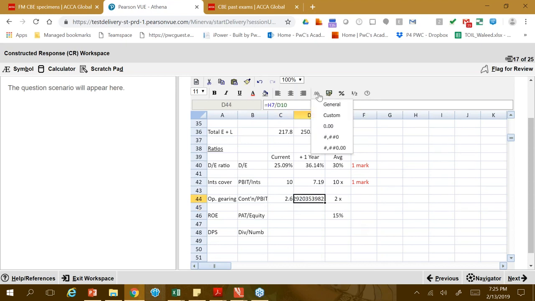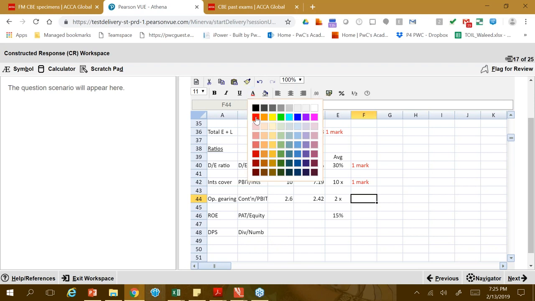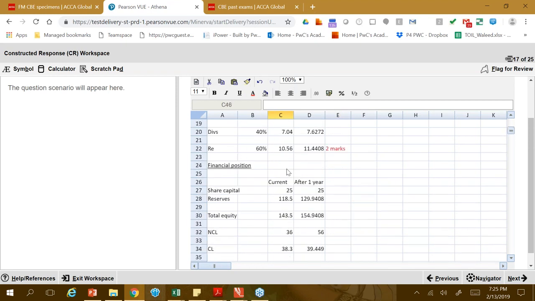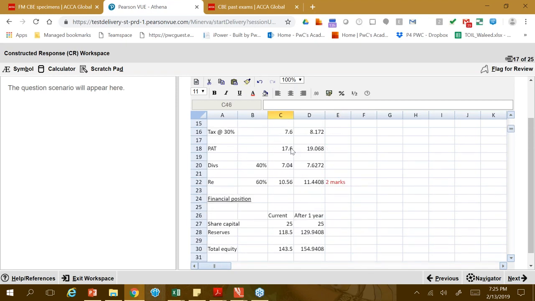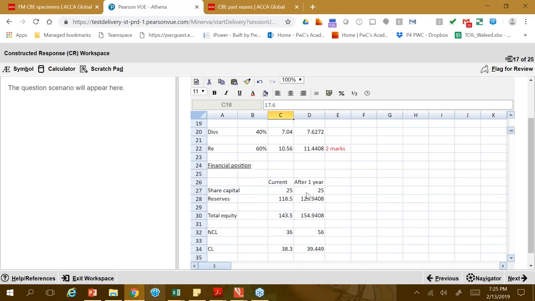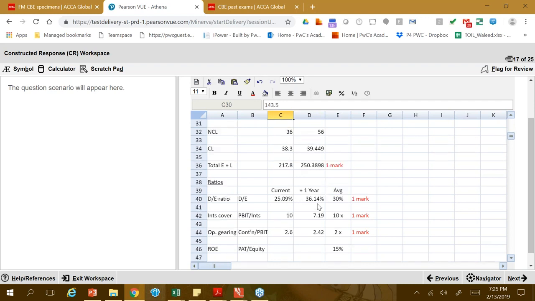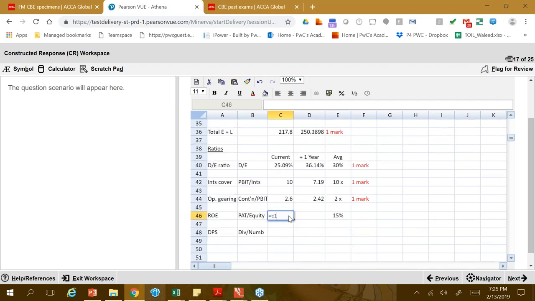So I've got my operating gearing now as 2.6 and 2.42. One more mark here for this. Return on equity, profit after tax, we've already computed. This is the profit after tax here, which is in C18 over the equity, which is in C30. So C18 over C30.